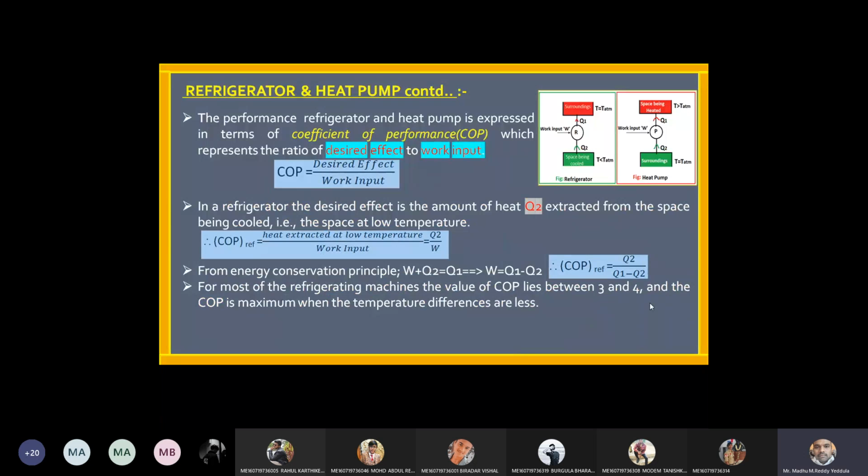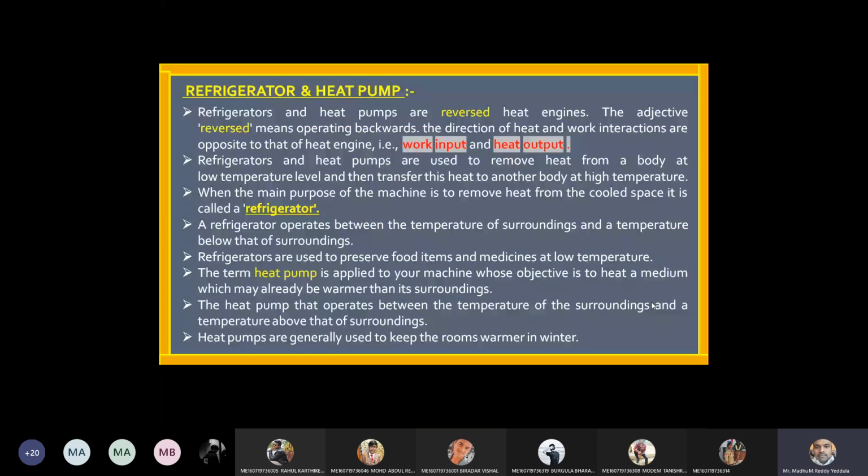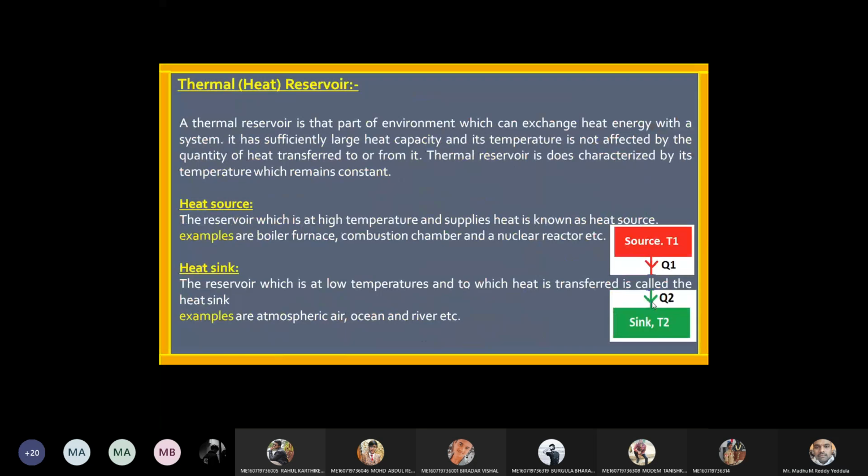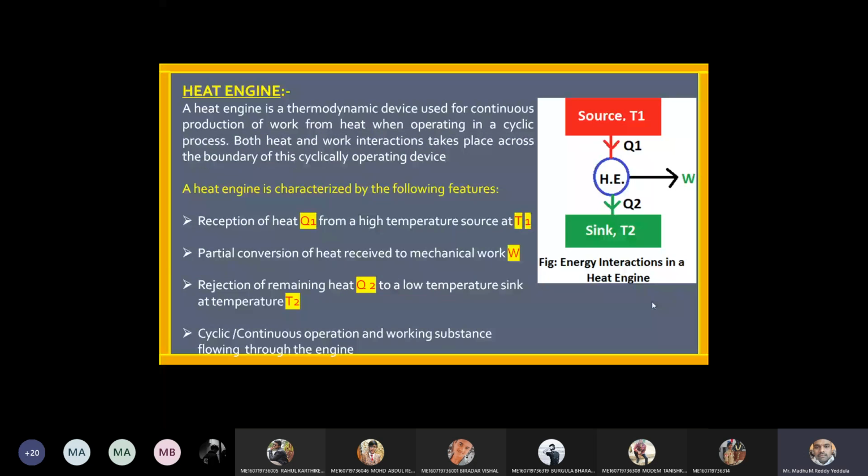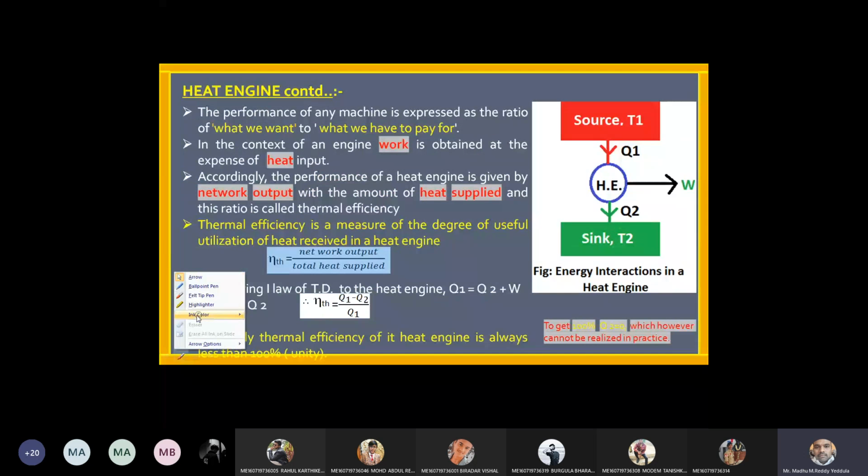Right. This is what I discussed just now. Just go through it quickly. This is the thermal reservoir, that is source and sink. Source is at higher temperature, sink is at lower temperature. Just for understanding's sake, I have shown higher temperature with red color and lower temperature with green color. Let me take the pen. Okay, right. So source is this one and sink is this one.